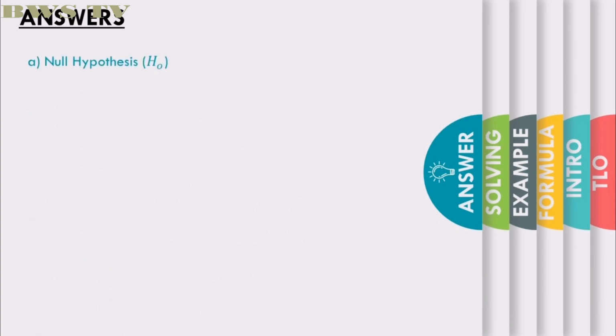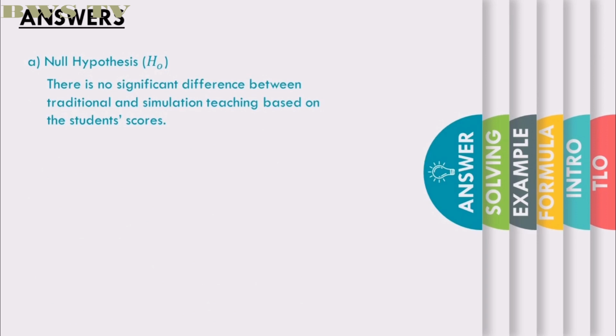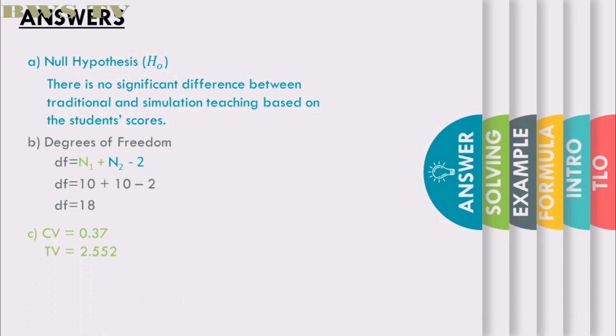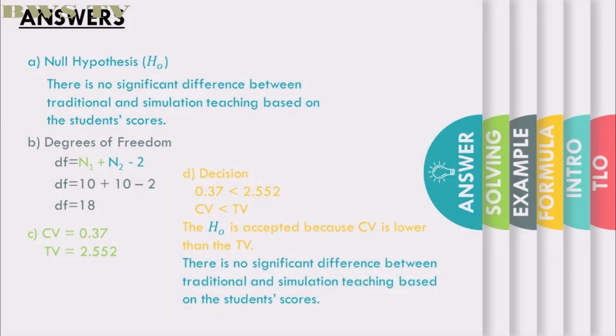Our null hypothesis will be there is no significant difference between traditional and simulation teaching based on students' scores. Our degrees of freedom is 18. CV is equal to 0.37 and TV is equal to 2.552. Since 0.37 is lesser than 2.552, this means the CV is lower than the TV, so the null hypothesis is accepted. There is no significant difference between traditional and simulation teaching based on students' scores.